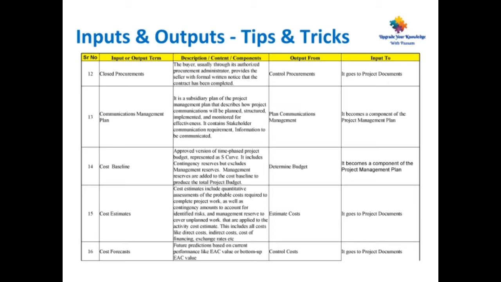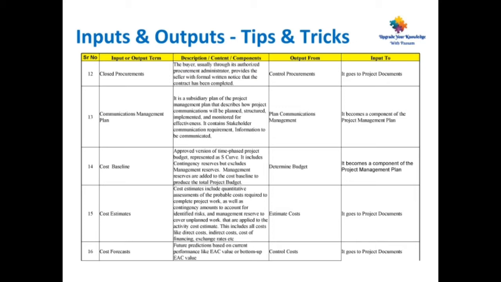Point number 14, cost baseline. Approved version of the time phased project budget represented as an S curve. This is important, S curve. It includes contingency reserves but excludes management reserves. Management reserves are added to the cost baseline to produce the total project budget. This is output from determine budget, and the input becomes a component of the project management plan.